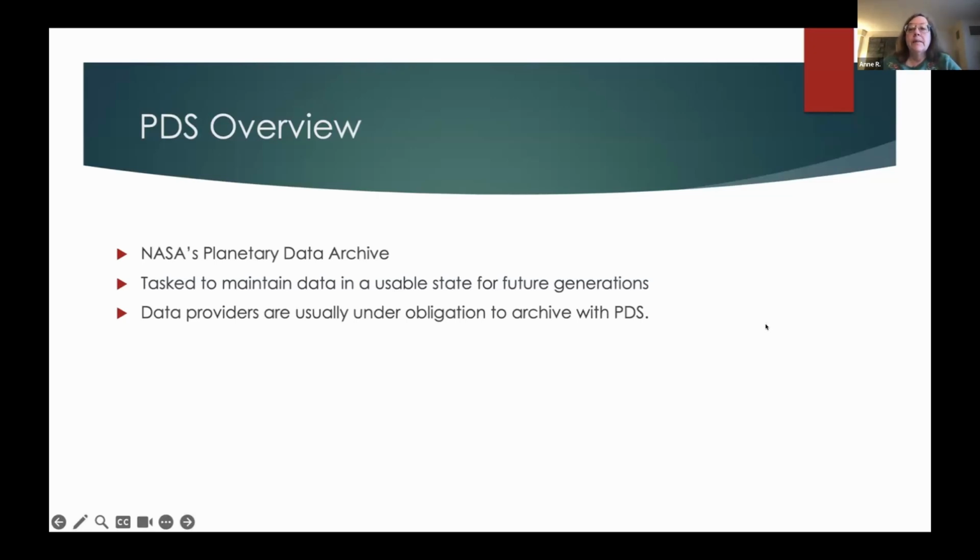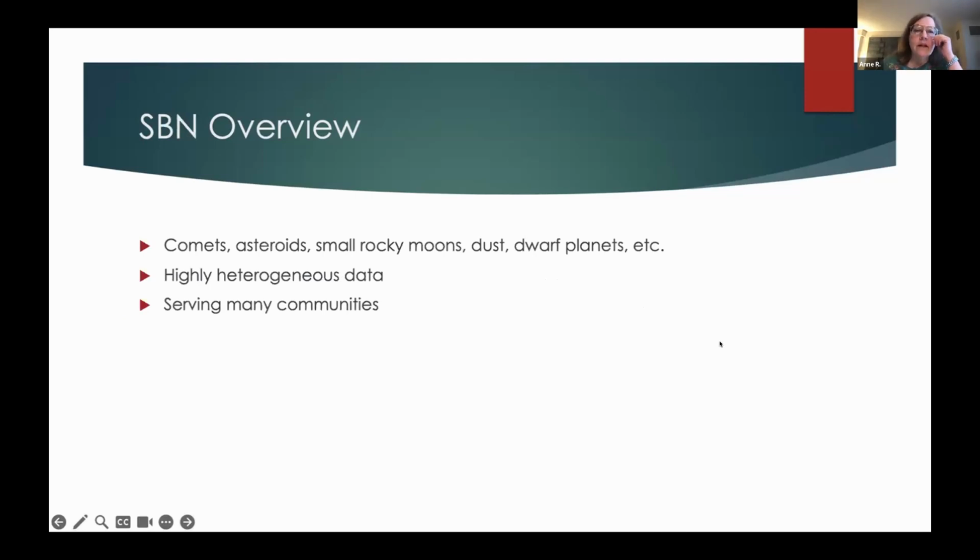Unlike many other archives, our data providers are usually under contractual obligation to archive with the PDS, so they don't have a choice. And we're kind of cognizant of that. It's a distributed archive. I work at the small bodies node where we deal with all data related to comets, asteroids, interplanetary dust, really anything that isn't specifically covered by some other node falls under the purview of the small bodies node. So we have a large variety of targets of interest, everything from little grains of dust up to Pluto, Charon-sized things, interstellar objects, the occasional Tesla that flies through your field of view.